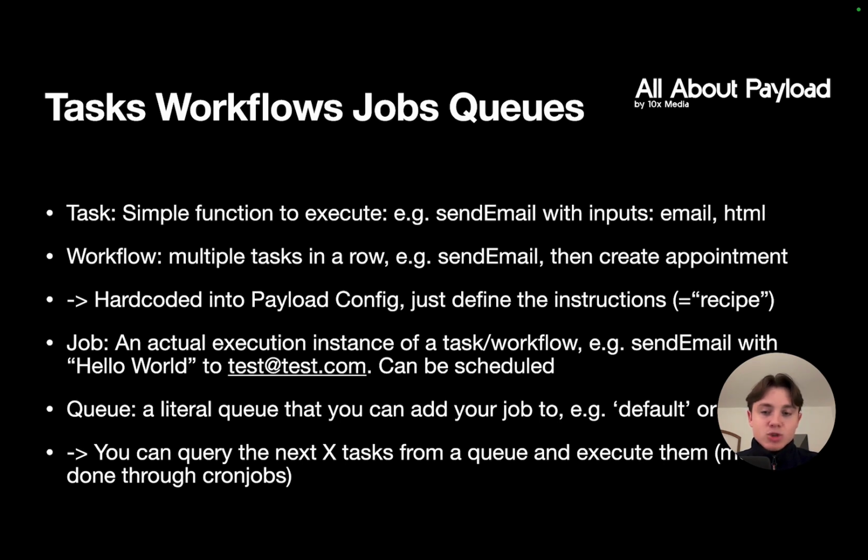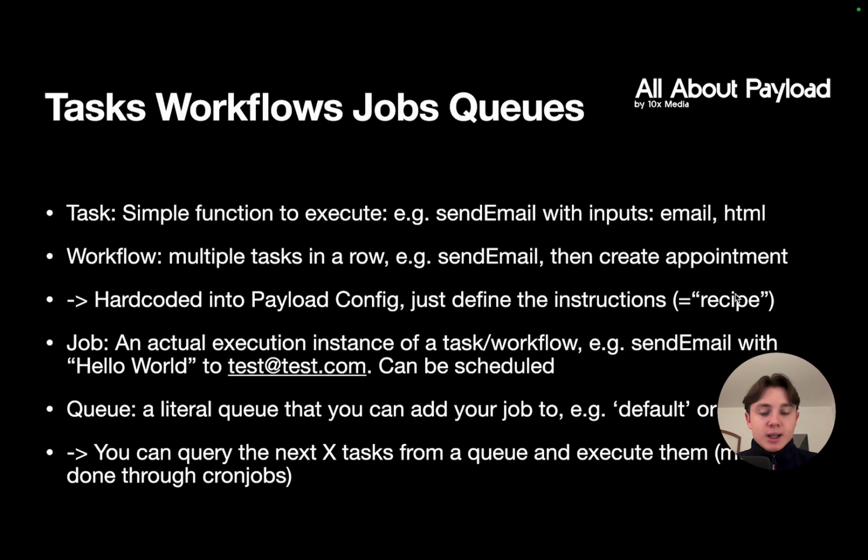So a job is an actual execution instance of a task or a workflow. So for example, you can create a job that specifies the task send email, and you can give it the inputs hello world as the HTML or text, and test@test.com as the email recipient. The cool part about this is jobs can also be scheduled. So you can specify the wait until property on a job. So for example, you can set it to next Monday. So that way the job won't get executed before next Monday.